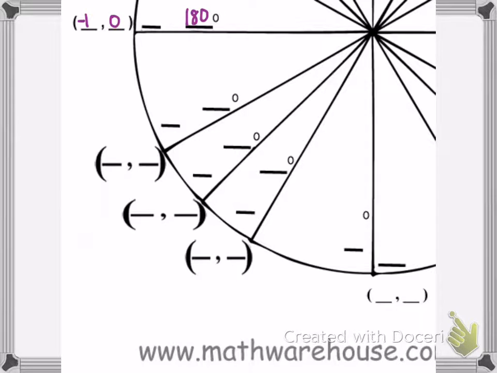Okay, we go 30 degrees, 45 degrees, 60 degrees, and 90 degrees from 180. So I can label all those degrees. Okay, 210 is 30 past, 225 is 45 past, 240 is 60 past, and then 270 is 90 degrees past. Why don't you take a second, pause the video, and see if you can figure out what the x and y coordinates of each of those angles would be.